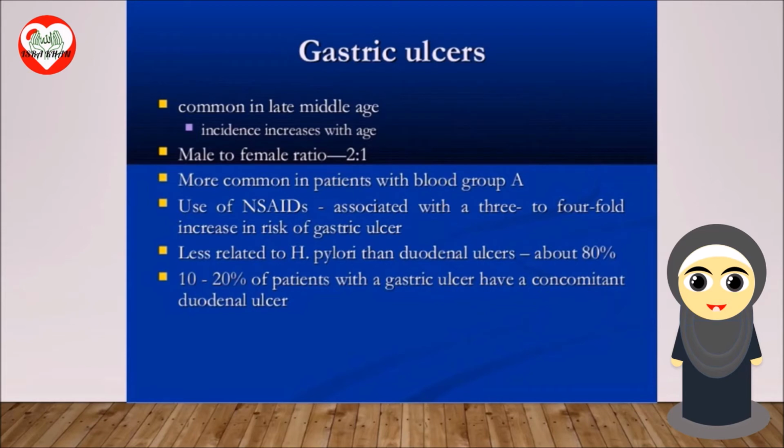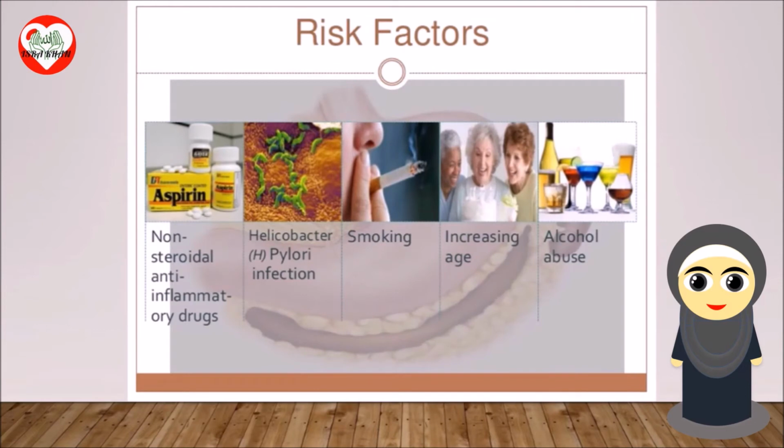Use of NSAIDs is associated with a 3 to 4 fold increase in risk of gastric ulcer. Gastric ulcers are less related to Helicobacter pylori than duodenal ulcers, about 80%. 10 to 20% of patients with gastric ulcers have concomitant duodenal ulcers. Risk factors seen here are NSAIDs, Helicobacter pylori infection, smoking, increasing age, alcohol abuse.